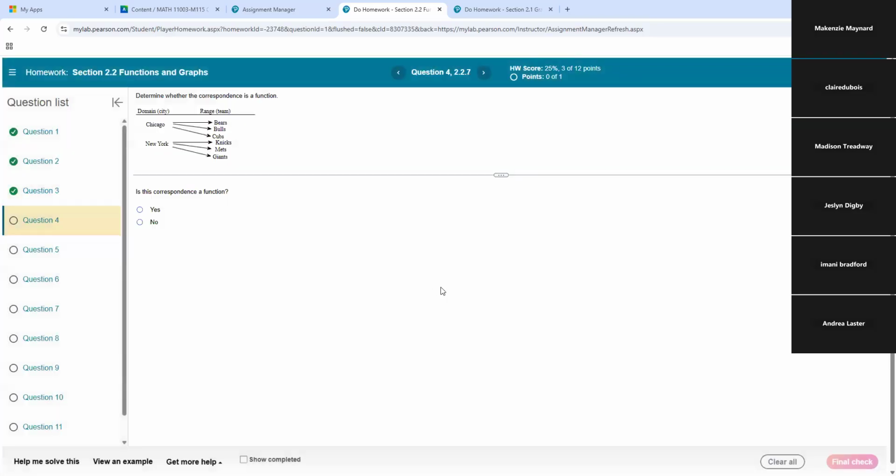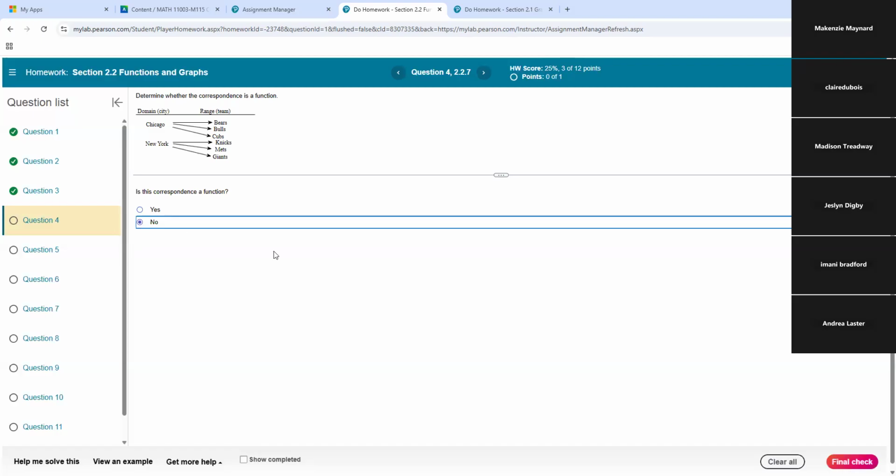Oh, y'all, one more. It's about some ball teams here. So what y'all think on this one? Is this a function? Chicago is pointing to the Bears, Bulls, and Cubs. New York is pointing to the Knicks, Mets, and Giants. So each of these domains is pointing to three ranges. Well, y'all, that violated what y'all said. So good job, y'all. Y'all are saying no. That is definitely a no, okay?